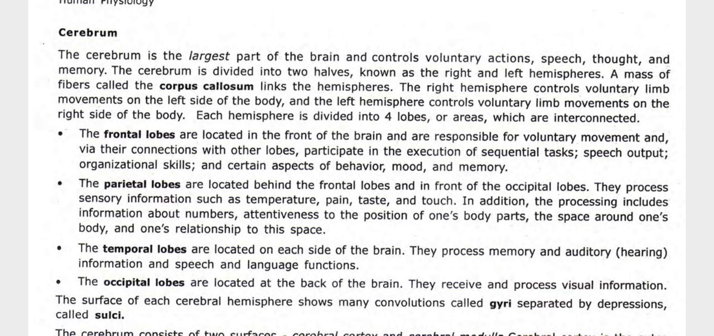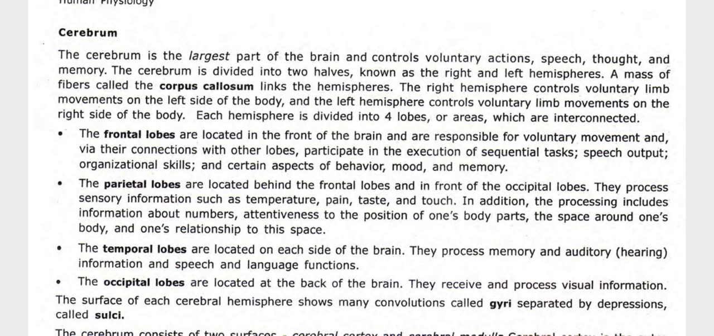The frontal lobes are located in the front of the brain and are responsible for voluntary movements, and via their connections with other lobes participate in the execution of sequential tasks, speech output, organizational skills, and certain aspects of behavior, mood, and memory. The parietal lobes are located behind the frontal lobes and in front of the occipital lobes. They process sensory information such as temperature, pain, taste, and touch. In addition, the processing includes information about numbers, attentiveness to the positions of one's body parts, and space around one's body and one's relationship to this space.